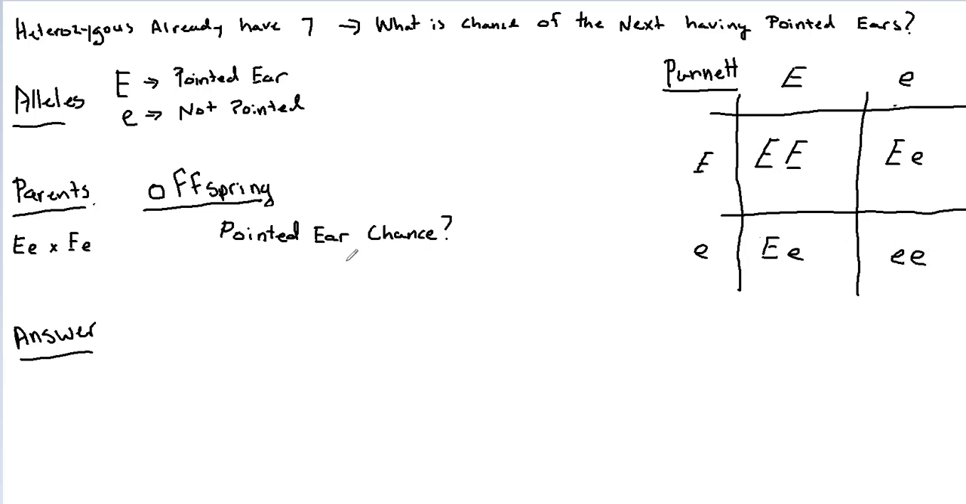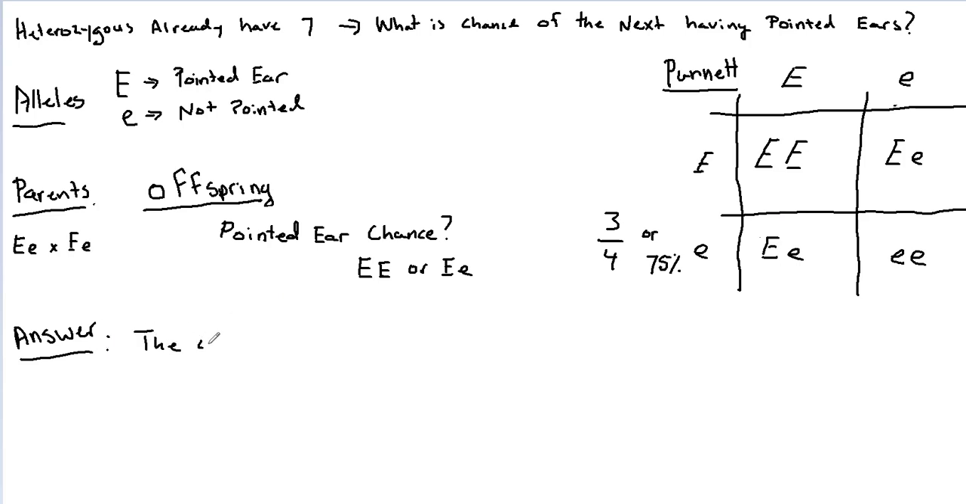The question asked, what is the chance of pointed ear? In other words, either this or that. Looks like that's pretty good. Basically, that is 3 out of 4 offspring, or a 75% chance of getting pointed ears. As you can see, 3 out of the 4 are all pointed ears. Well, let's answer our question.